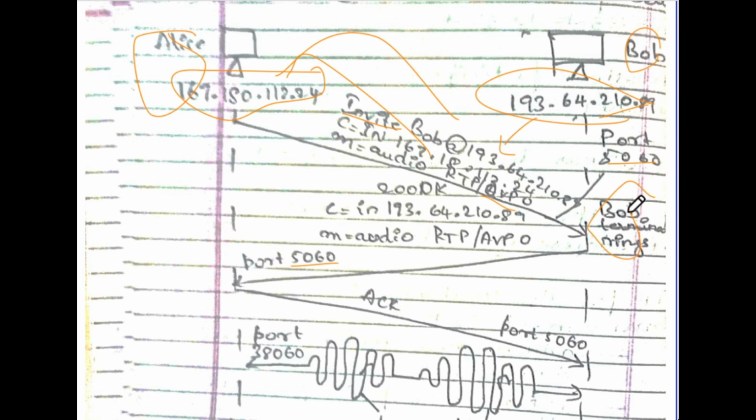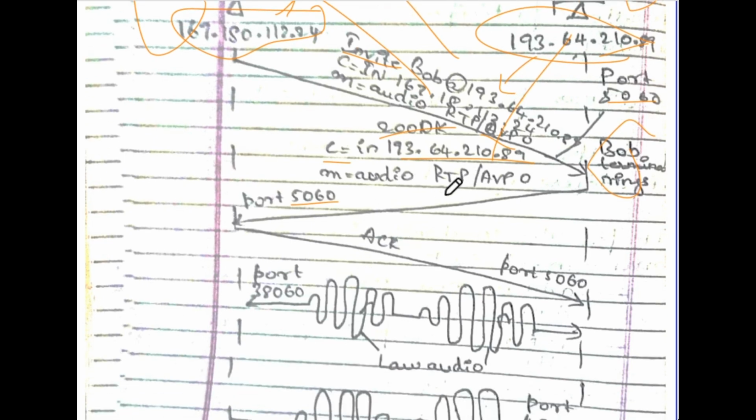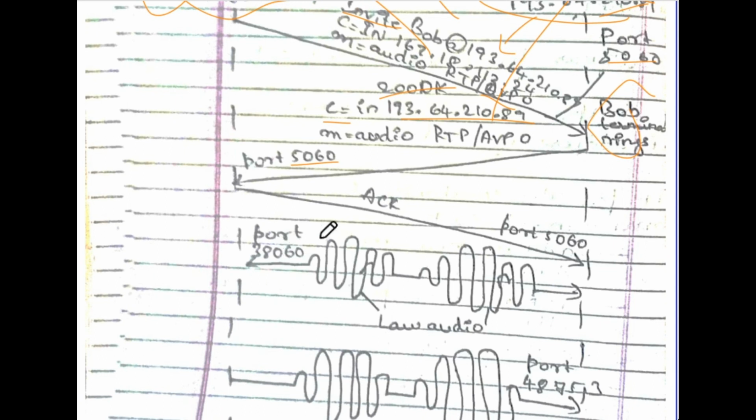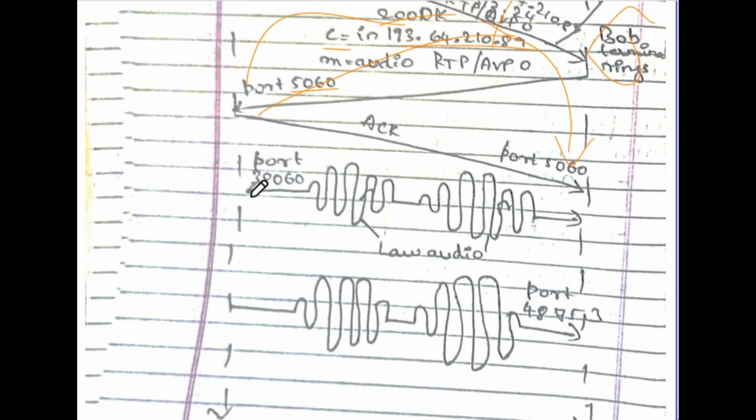After receiving the message, Bob sends 200 OK. C is equal to IN Bob's IP address. He sends Bob's IP address. M is equal to audio RTP/AVP 0, port number 5060. After receiving this 200 OK, Alice sends an acknowledgement to Bob that the 200 OK message has been received. After the connection has been established, these waves indicate that Bob and Alice are talking.